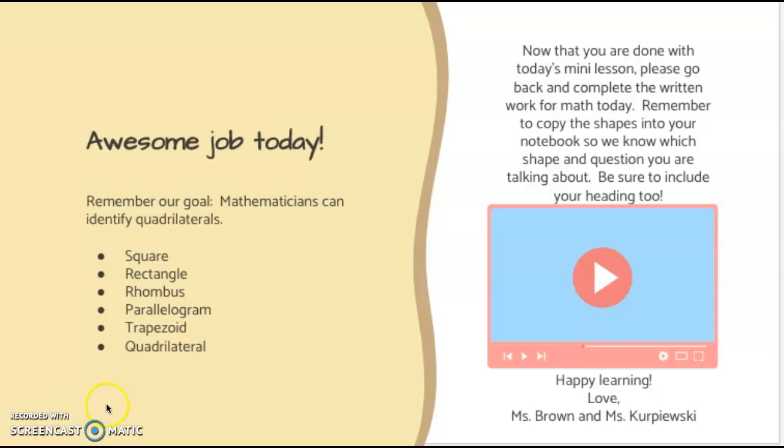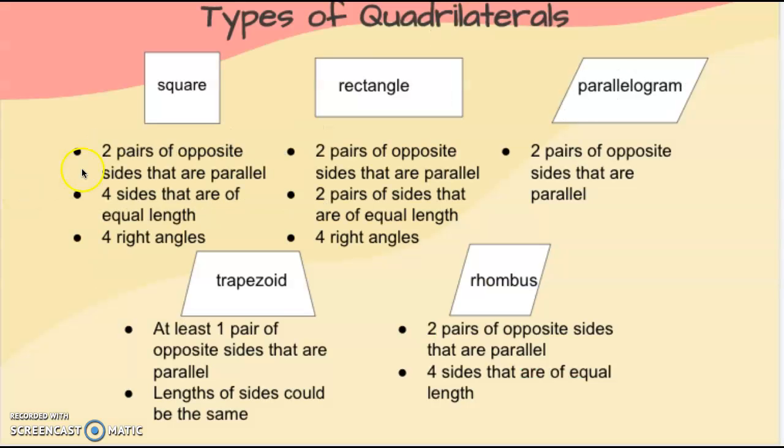All right, mathematicians, I know we have been doing a lot of vocabulary work these last couple of days. Today, we focused on a square, rectangle, rhombus, parallelogram, trapezoid, and a quadrilateral. Your job is going to be to go back and make sure you complete the independent writing work. Make sure you email it to myself and Ms. Kapusky.